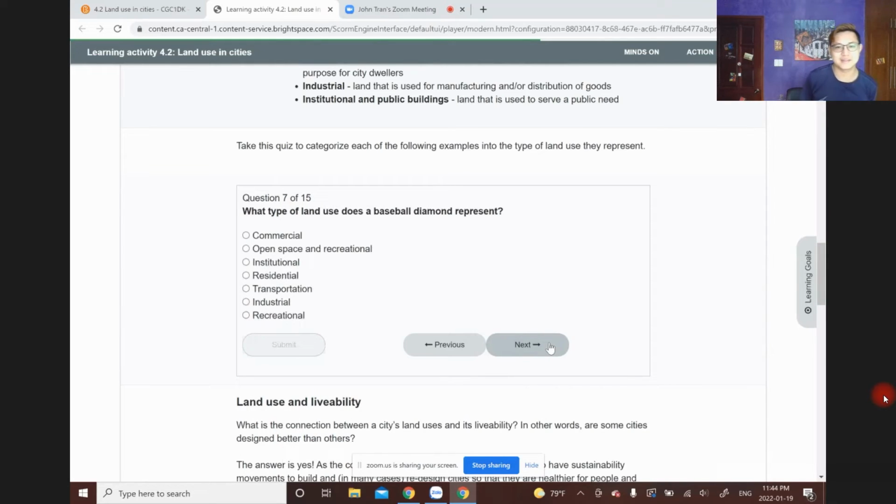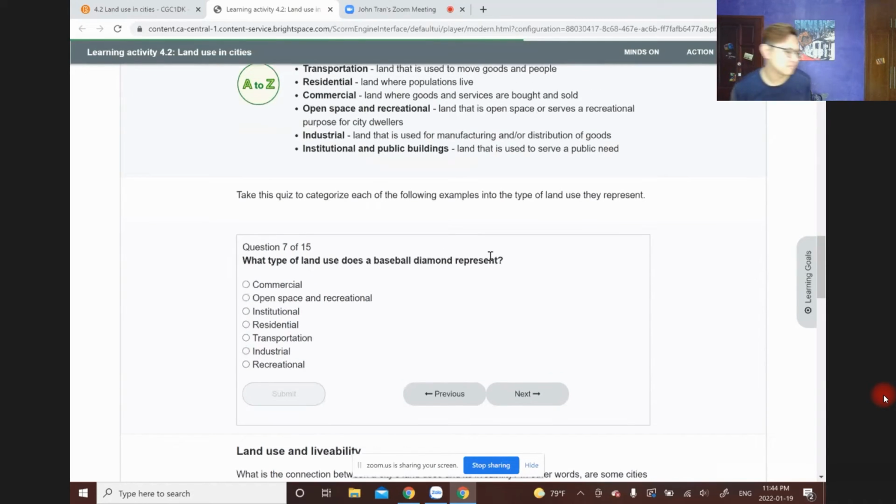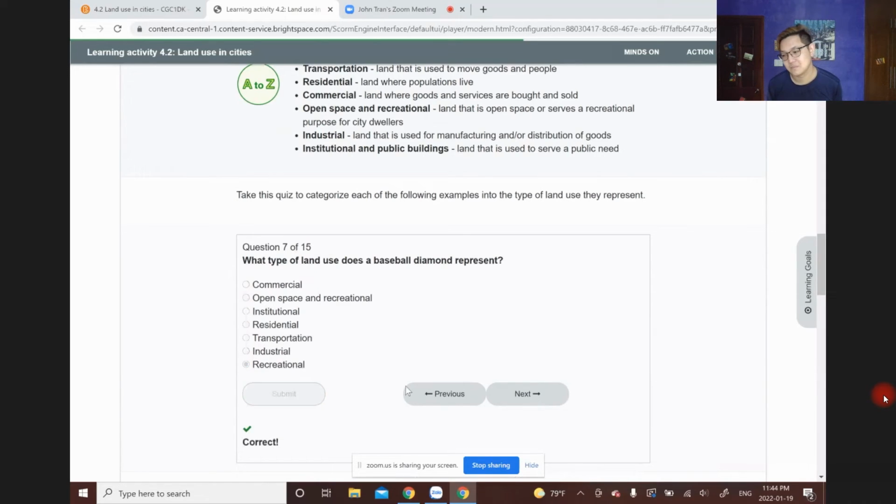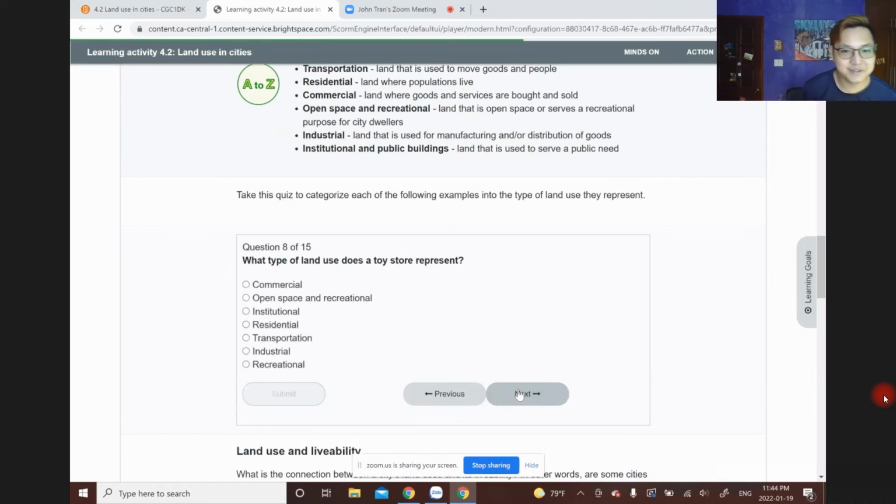Baseball diamond. What is a baseball diamond? No idea. Must be recreational, but I'm not so sure about open space too. Recreational. It's always safe to be recreational.